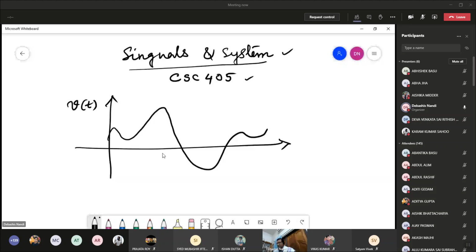It is the voltage signal. The vertical axis is representing the amplitude of the voltage signal, and the horizontal axis is, suppose, time. Okay. So in this case, we are representing the signal as a function of time. Time is the independent variable, and its amplitude or voltage value V is the dependent variable.